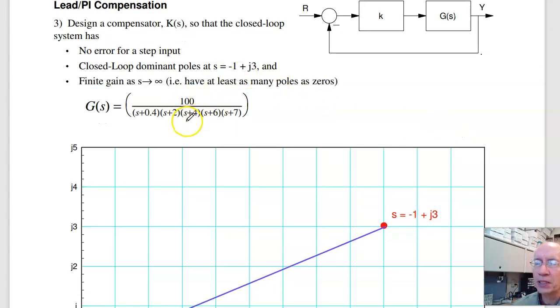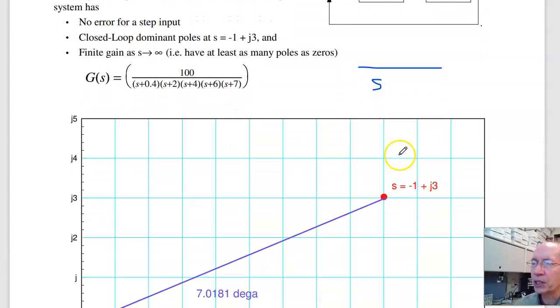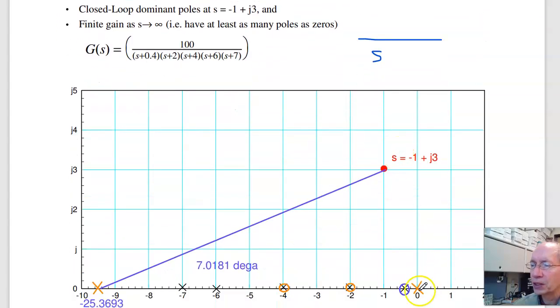I start with this system. I want to come up with a closed loop system that has no error per step input and places the closed loop dominant pole at -1 plus minus j3. So currently this is a type 0 system. I know right away I've got to add a pole at s equals 0 to make it type 1. So add a pole right here.